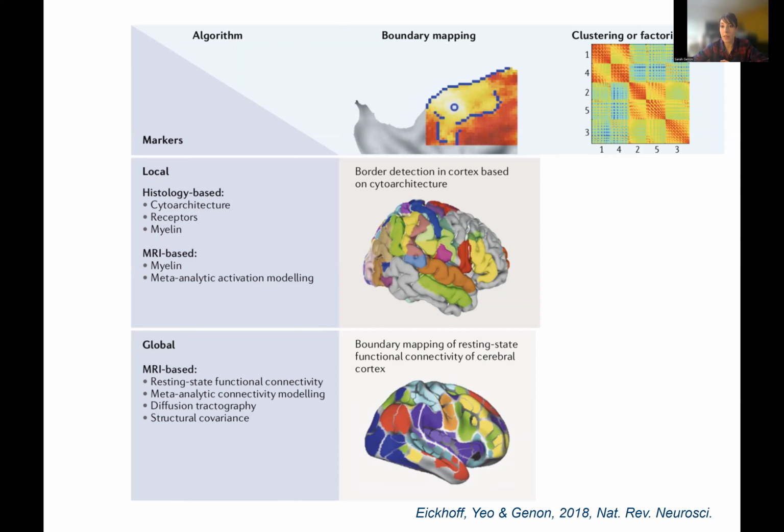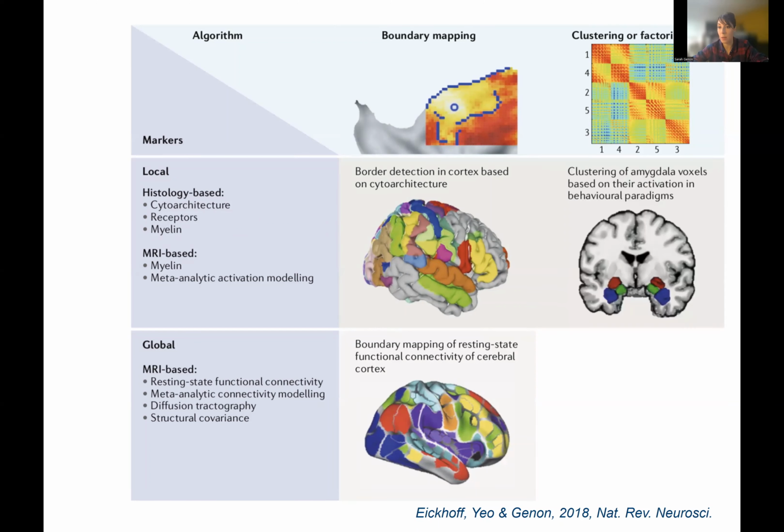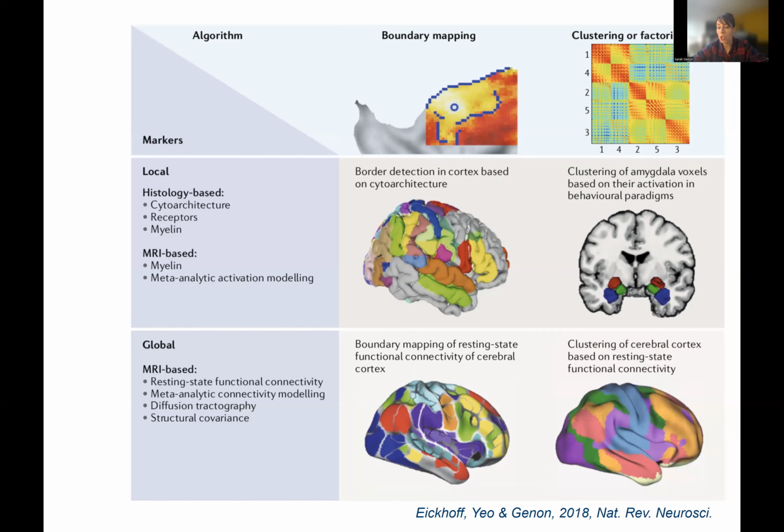And we have the same idea for clustering or factorization. It can be applied to local features, such as, for example, meta-analytic activation modeling, but it is more generally applied to connectivity features. So for example, the famous Yeo atlas has been derived based on a clustering factorization approach applied to resting state functional connectivity. An example of resting state functional connectivity parcellation using such a decomposition approach will be provided by Ruby Kong in this educational course.